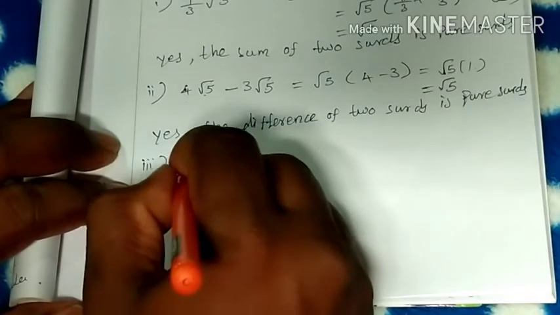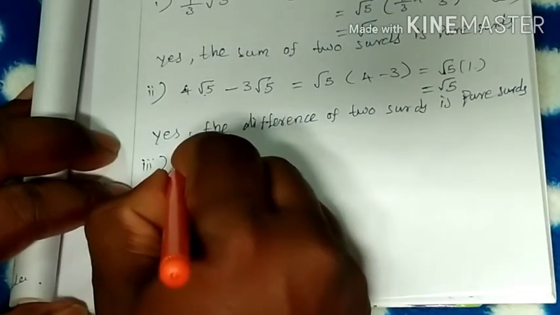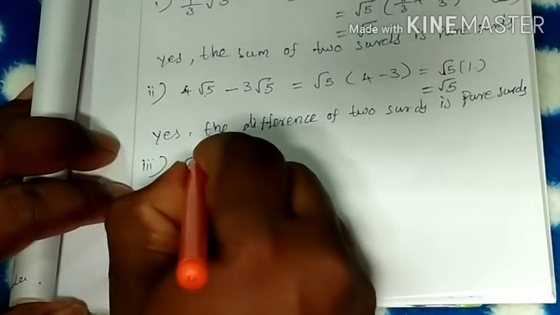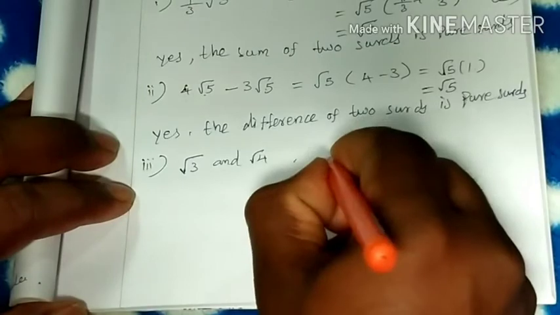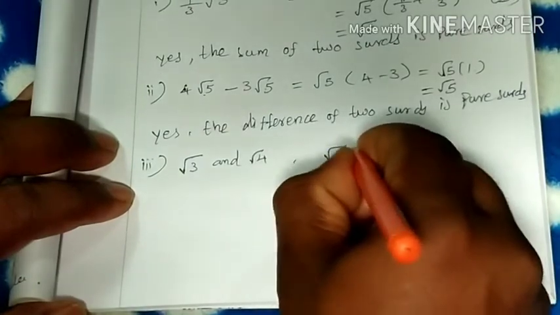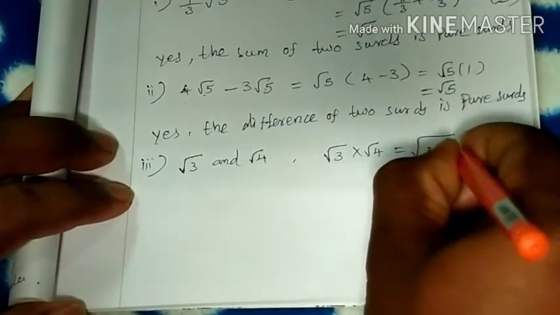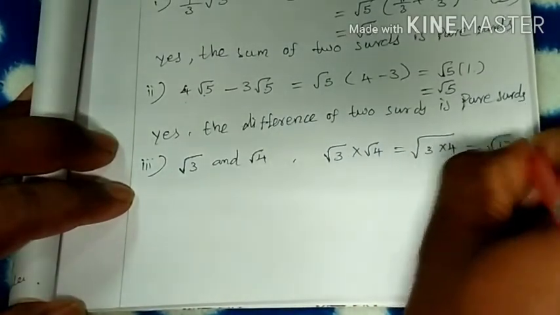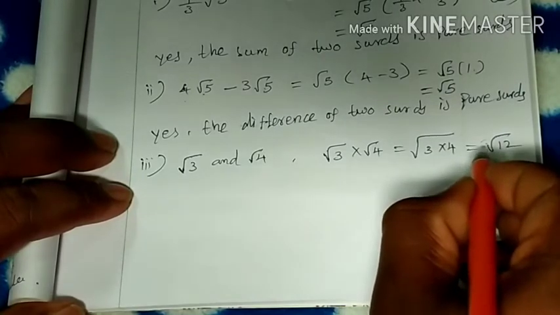Then the third one: the product of two surds. Let's consider the surds root 3 and root 4. The product of the two surds, root 3 into root 4, equals root of 3 into 4, equals root of 12. This is a pure surd because the coefficient is 1.